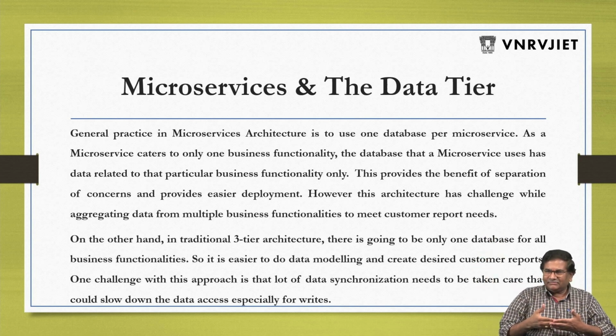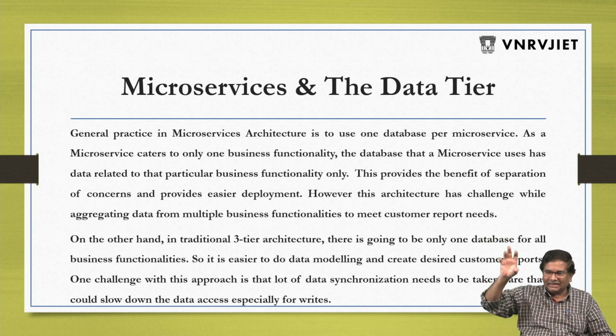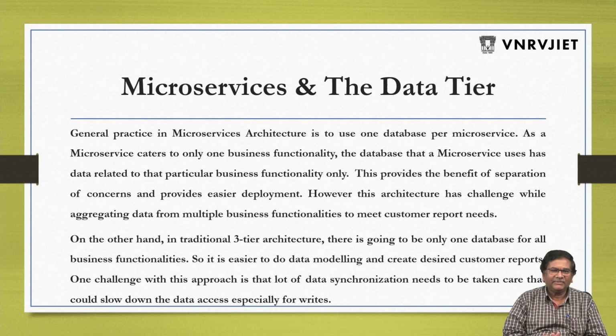Now you have to go to A's database and collect, B's database and collect. It's cumbersome, right? That's what it talks about. On the other hand, in the traditional three-tier architecture, there is going to be only one database for all business functionalities. So it is easier to do data modeling and create desired customer reports using the three-tier architecture compared to the microservice architecture.